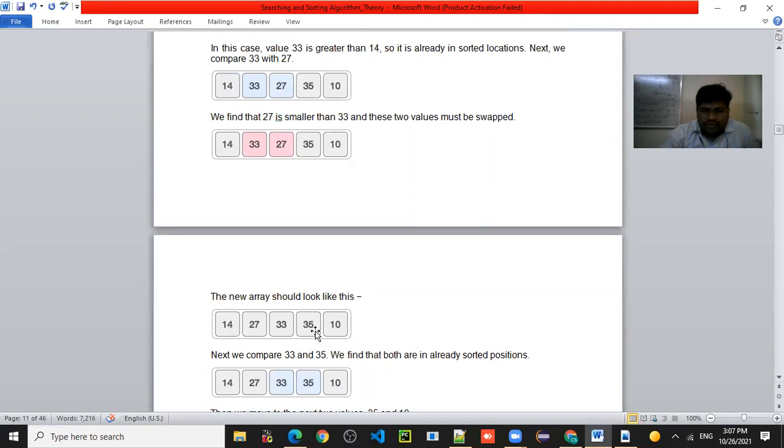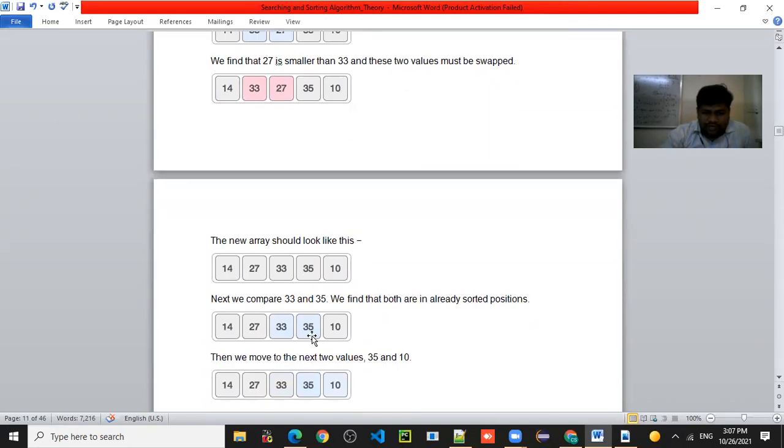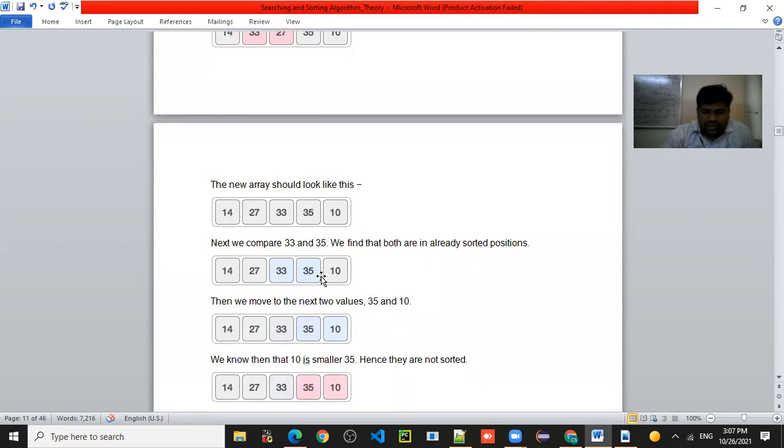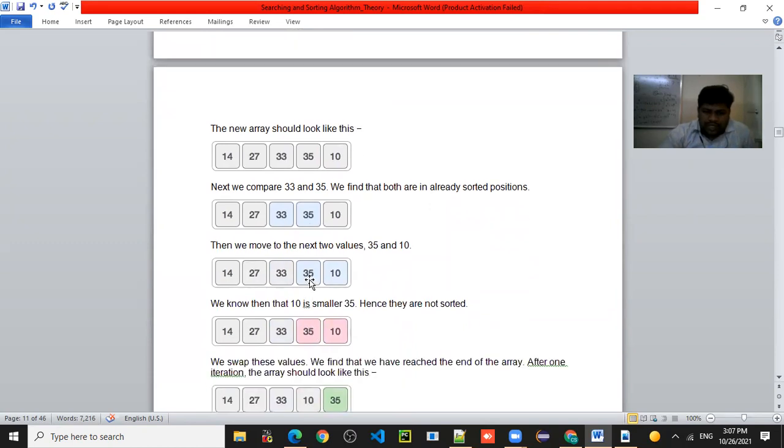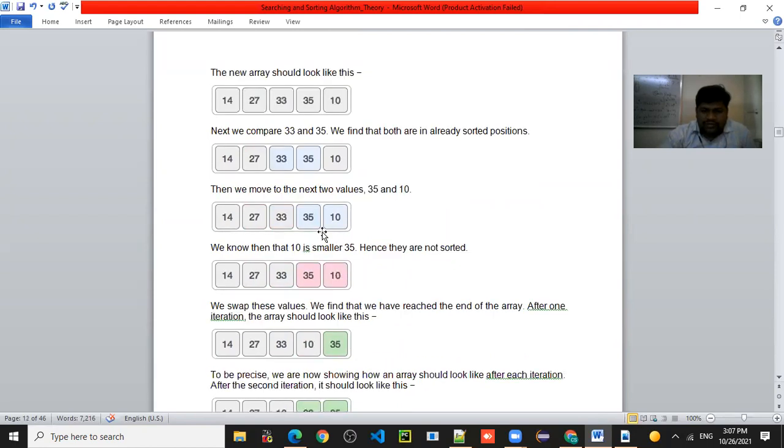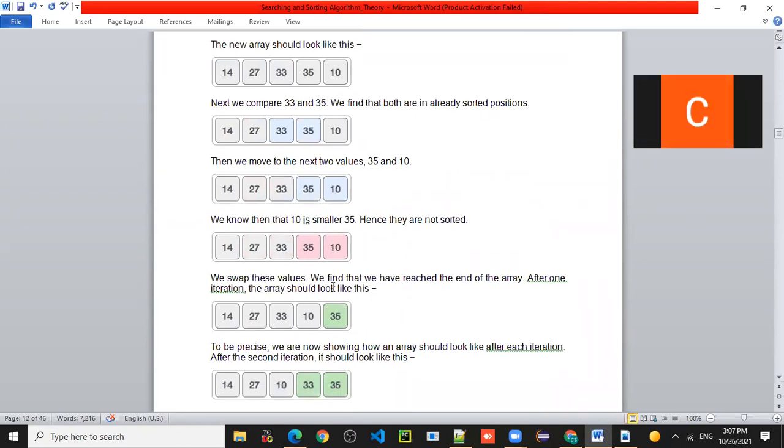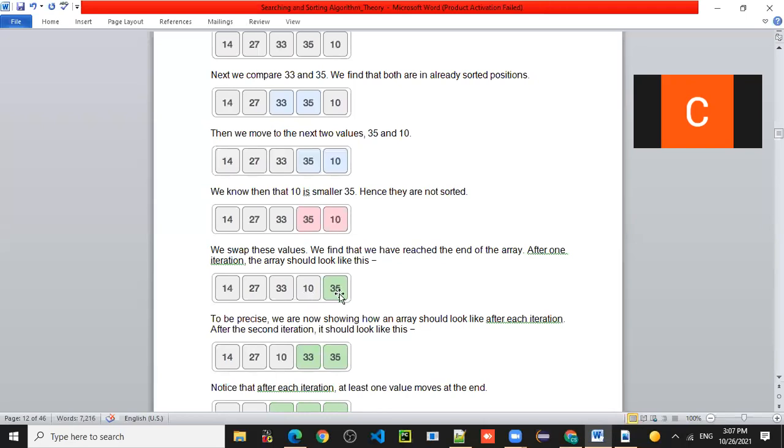So 33 will be compared with 35. Now it is in the sorted order. After that, compare the last two, 35 and 10. So who is greater here? 35. So swap these two elements. So 10 is at this location and 35 at the end. Now this is called the first iteration.